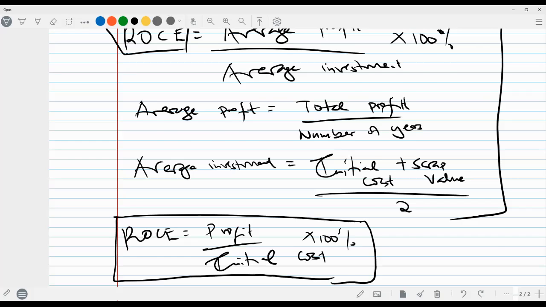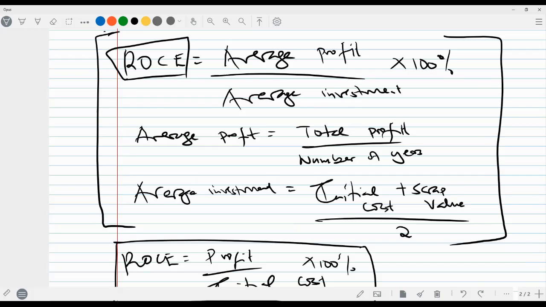And this is the average method basis. Clear? And that's how you get the return on capital employed.